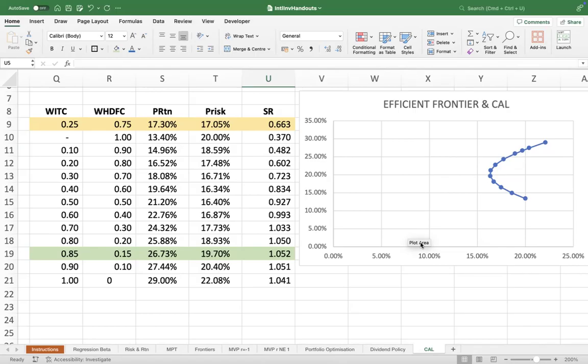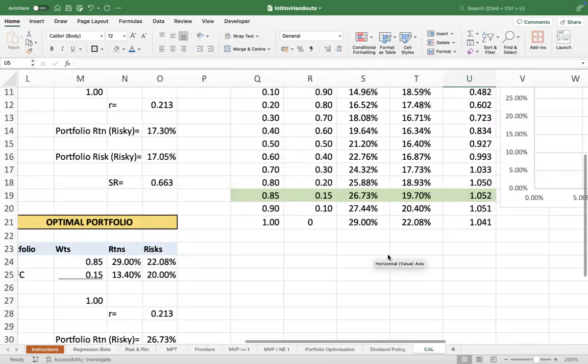So अब मैं क्या करूंगा? Remember when we started with the definition of capital allocation line, what did we start with? We started by saying that capital allocation line, unlike the efficient frontier, is not just a combination of risky assets. It's a mix of risky and risk-free assets. So I will create a CAL portfolio here now.